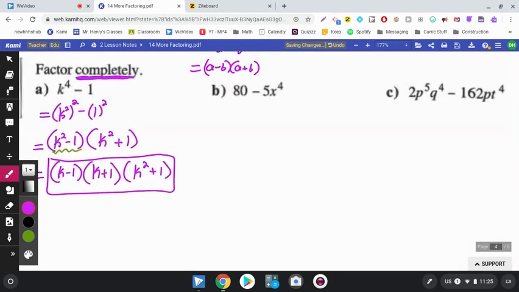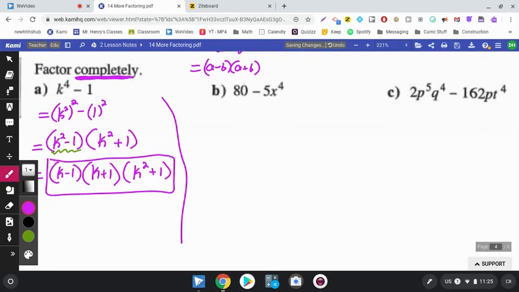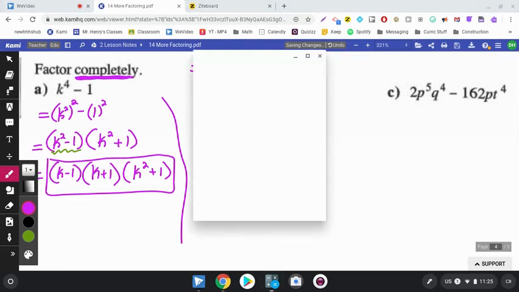Okay, let's jump back. Okay, B, 80 minus 5x to the 4. Well, I look at that thing and I don't really have any idea. But maybe I think, hey, the first method I always look at is GCF. And that thing has a GCF of 5. You could factor out a 5. Okay, and you'd be left with minus x to the 4, 80 divided by 5 is, oh my goodness, why can't I do this?